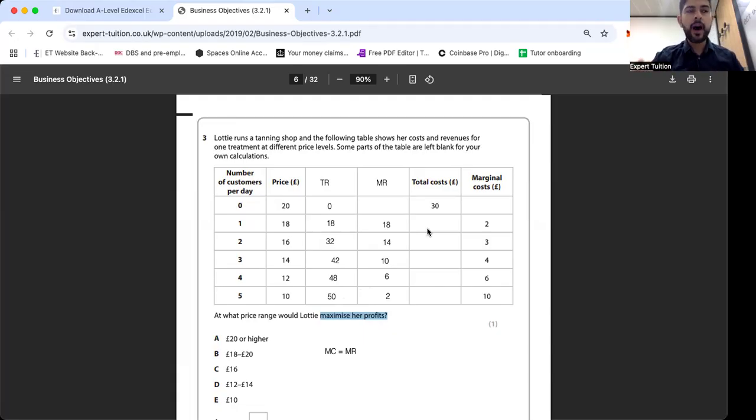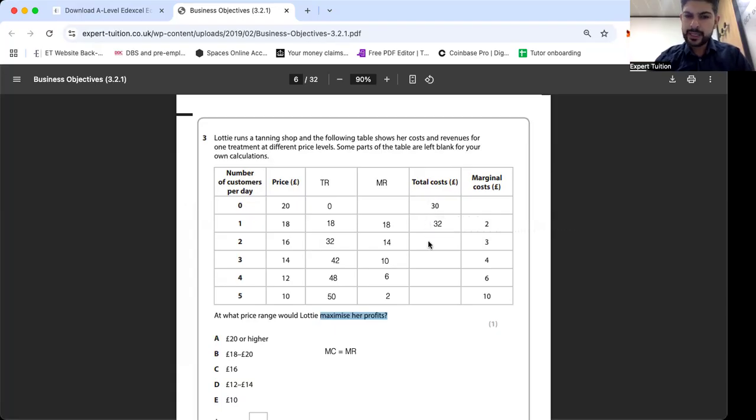So if I have marginals and I want to now calculate the totals, what do I do? Well, initially, when she sells no units, there's no output, her total cost is £30, that fixed cost. And then it says that when she produces 1 unit, the marginal cost, the cost of producing that individual unit, was £2. What is her total cost at an output level of 1 then? Well, her total cost is the £30, the fixed cost, plus the £2 extra cost that she's incurred for that extra unit. So in other words, at an output level of 1, the total cost is 32.